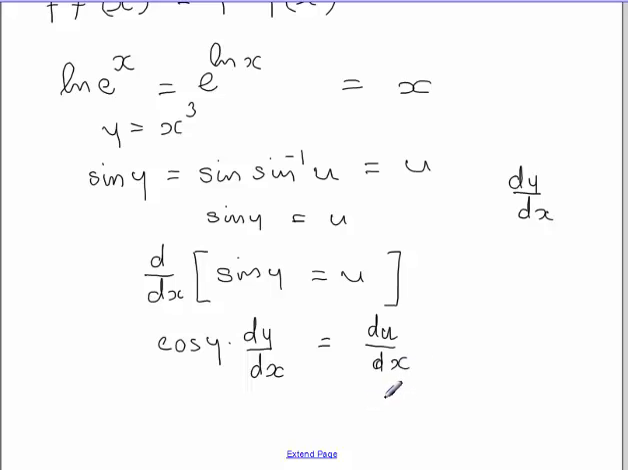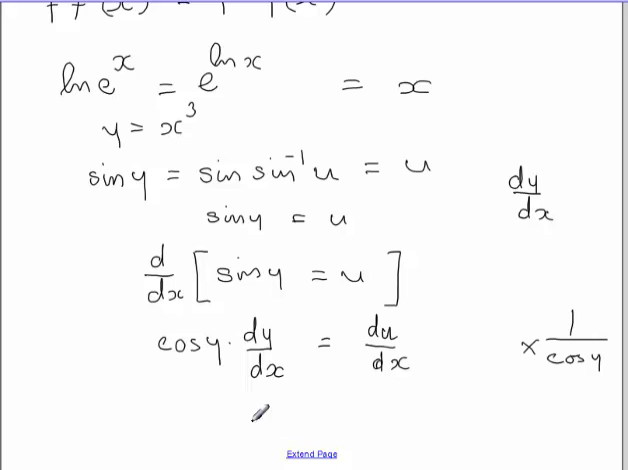Are we all there? Okay. So now I think you can see that we are closer to getting to what we want. What we want is dy/dx. So we can just solve this equation and make dy/dx the subject of the formula. We do it by dividing both sides by cos y. Dividing by cos is the same as multiplying by 1 over cos y. Do you agree on that one?